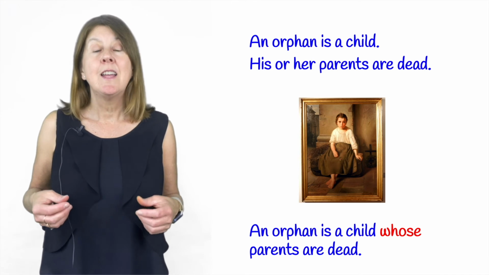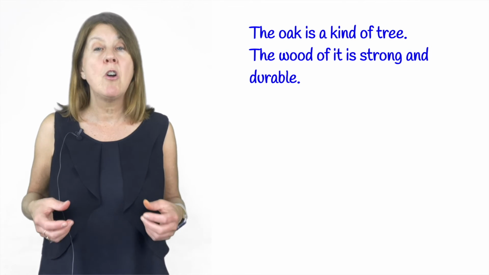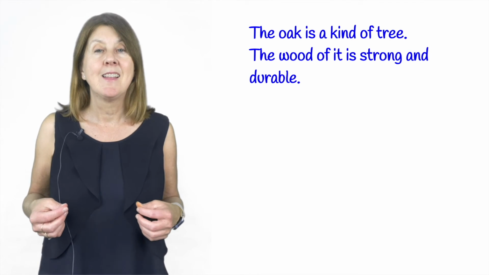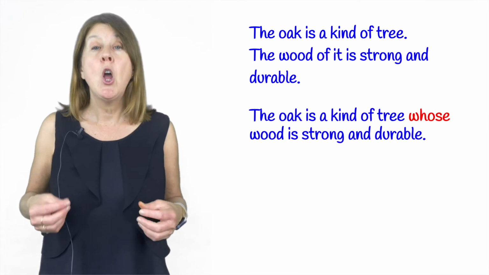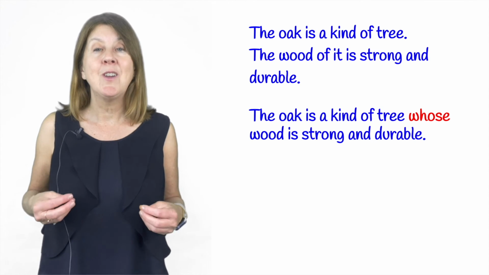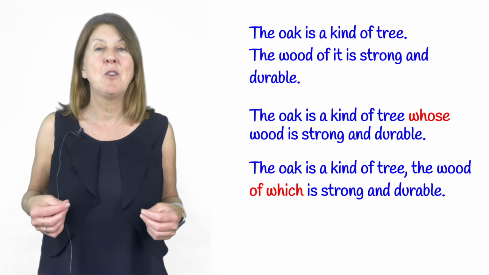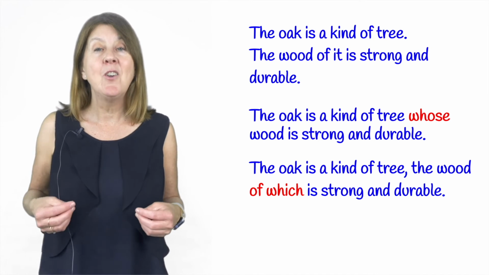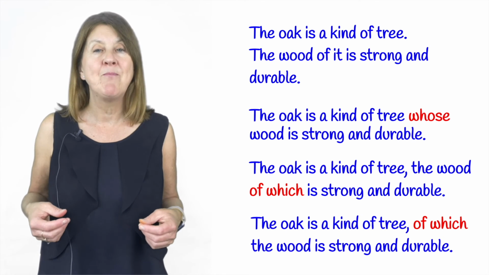The oak is a kind of tree and the wood of it is strong and durable. This becomes the oak is a kind of tree whose wood is strong and durable, or the oak is a kind of tree the wood of which is strong and durable, or the oak is a kind of tree of which the wood is strong and durable.